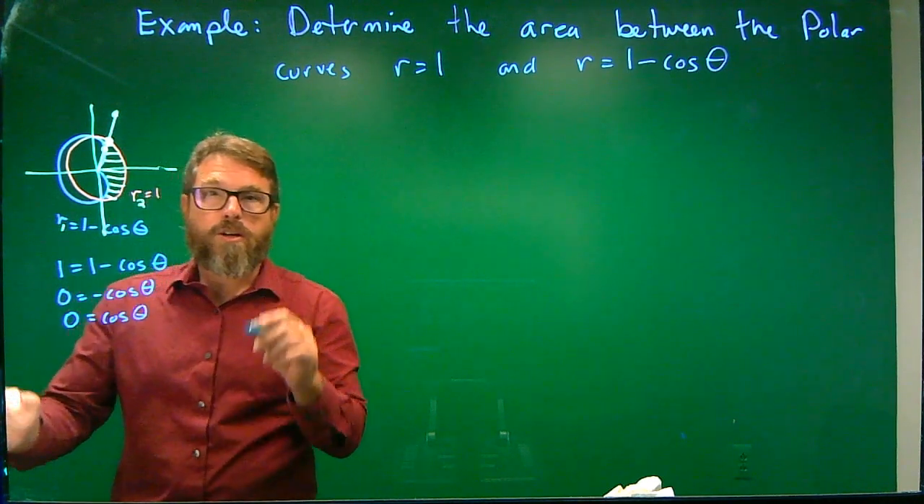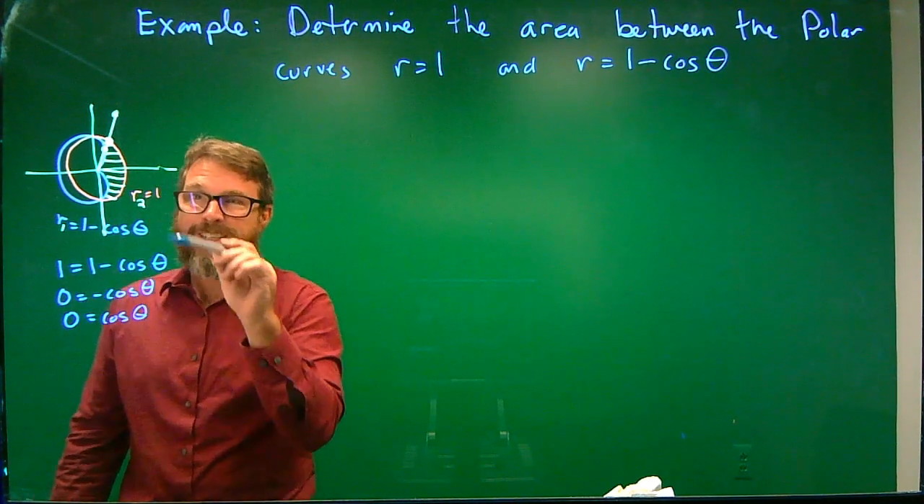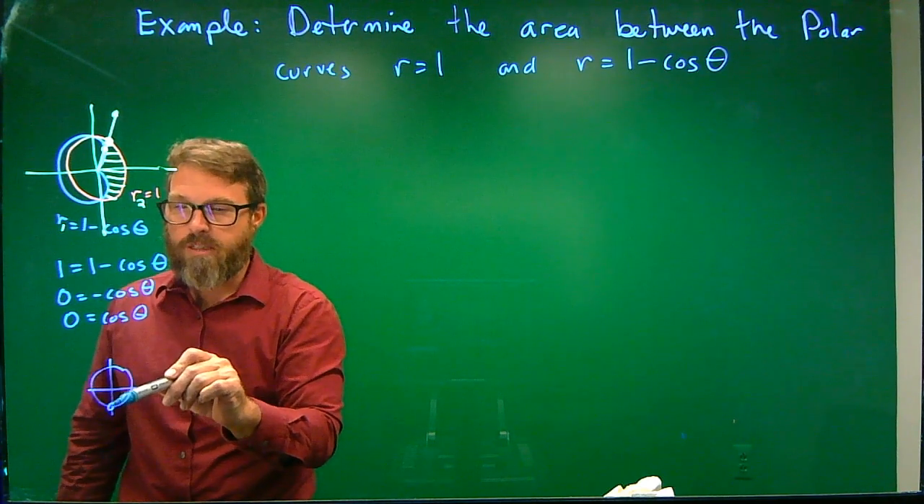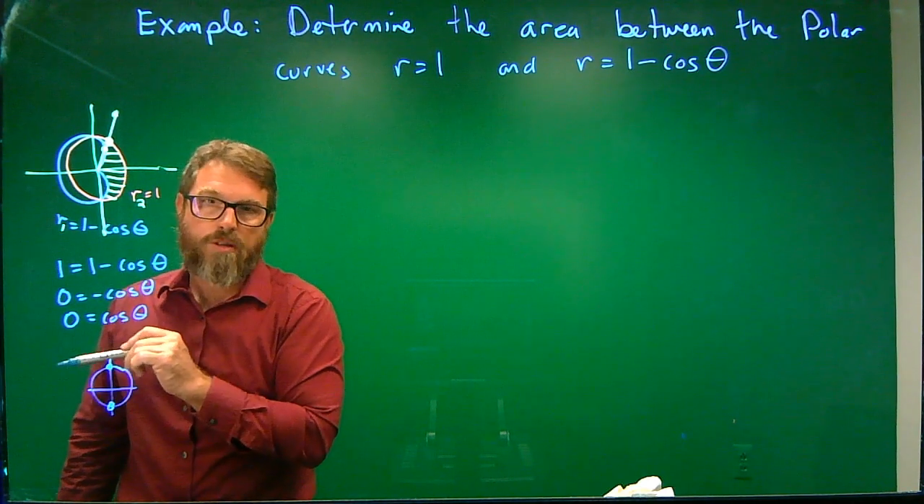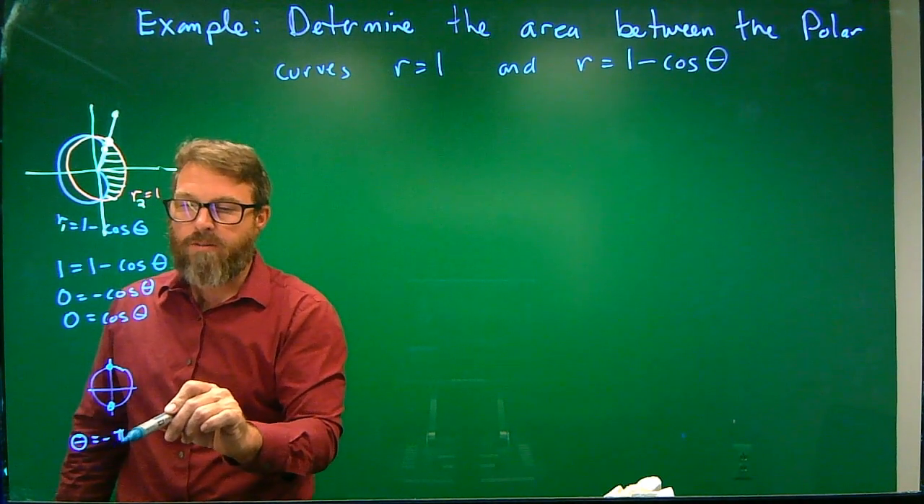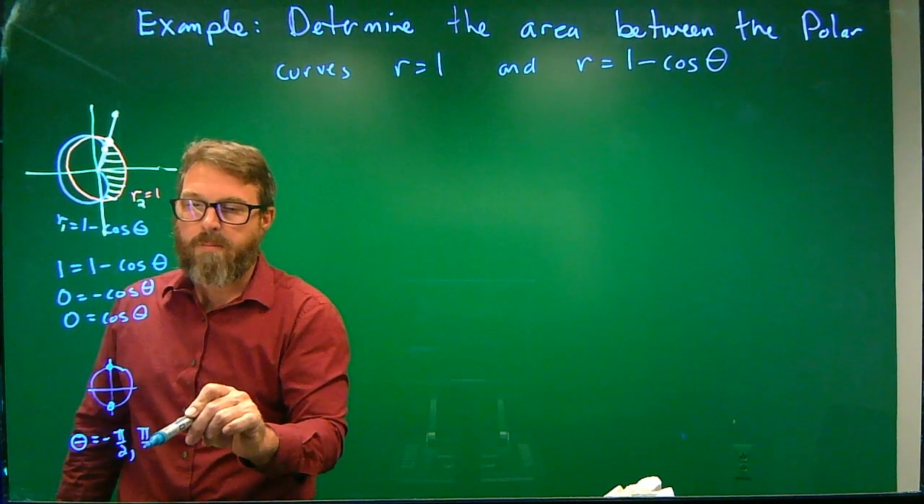And if you look at a unit circle, the cosine is equal to 0 here, and it's also equal to 0 here. So this is at theta is equal to minus pi over 2 and also positive pi over 2.